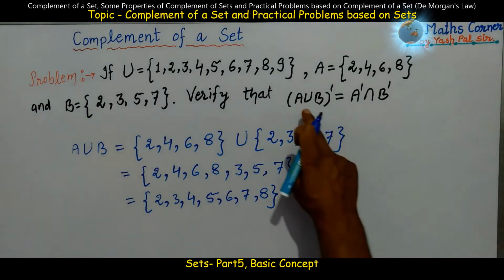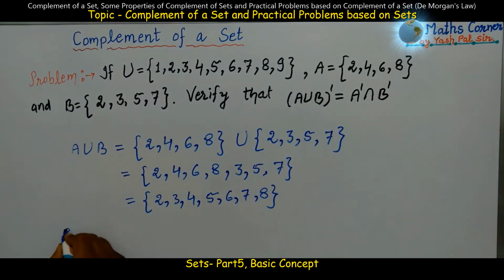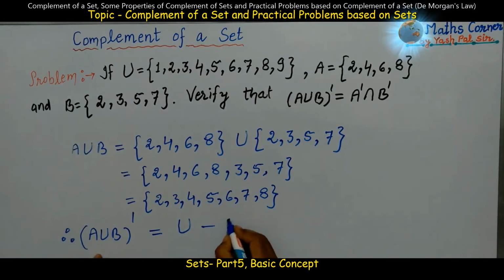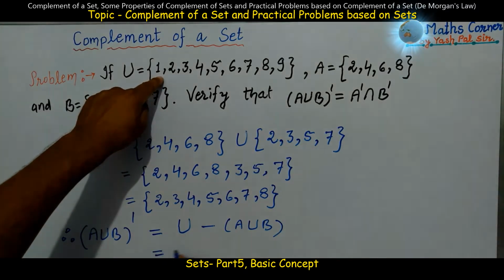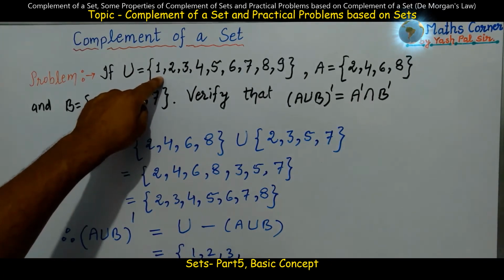Now we need to find A union B whole complement. Therefore, A union B whole complement is equal to the universal set minus A union B. So we write all the elements of the universal set. What are they? 1, 2, 3, 4, 5, 6, 7, 8, 9.